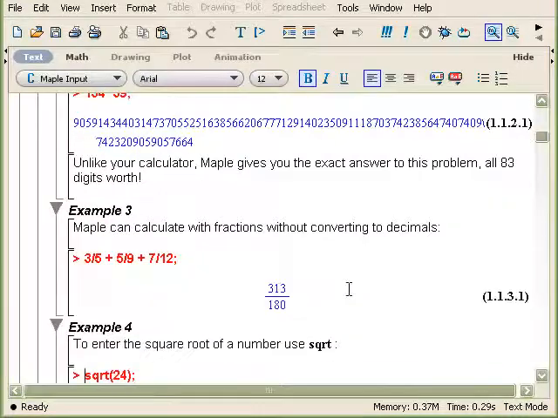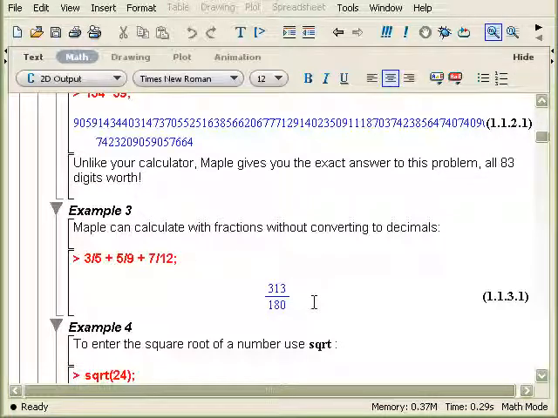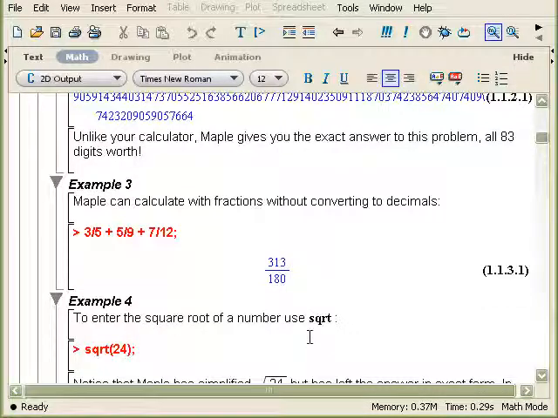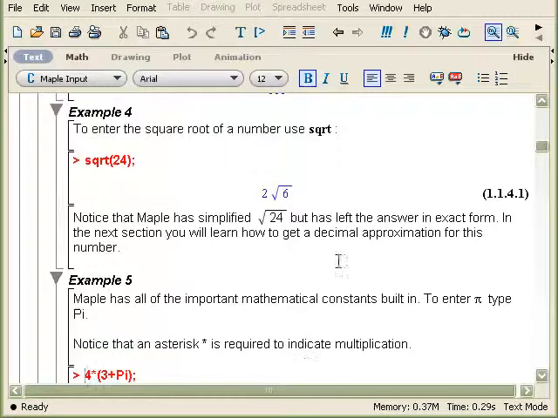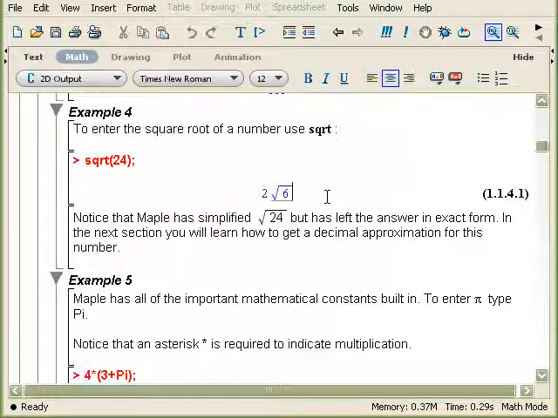One good thing about Maple is that for the calculation of these fraction forms, it gives you the results in fraction form, and in mathematics that's much better than a decimal notation, right? The square root of 24, it gives you 2 square root of 6.